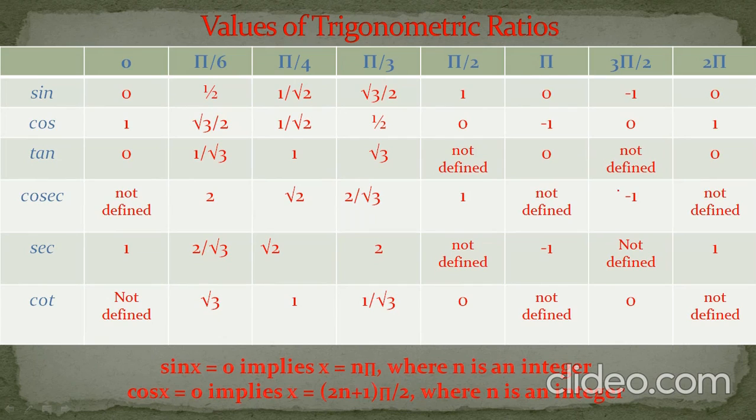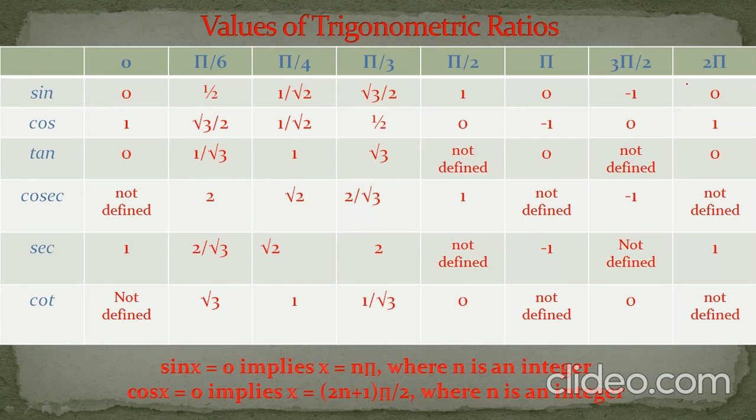Cosec pi by 2 is 1. So cosec 3 pi by 2 is minus 1. Then secant pi by 2 is not defined. So secant 3 pi by 2 will also be not defined. Then last is cot. Cot pi by 2 is 0. So cot 3 pi by 2 will again be 0.